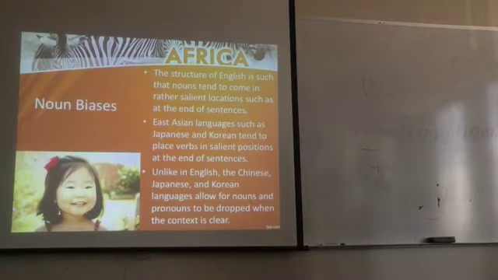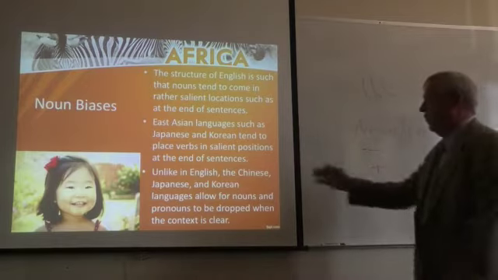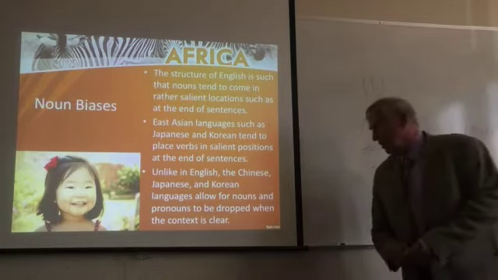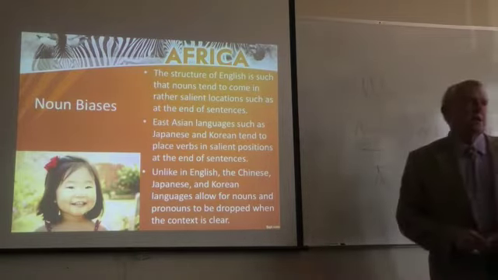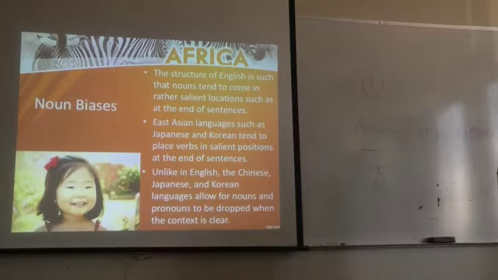Unlike in English, the Chinese, Japanese, and Korean languages allow for nouns and pronouns to be dropped when the context is clear. And you hear this all the time. And for that reason, if we write something in English, of course, we put all the words in there. But the Japanese, the Chinese, and the Koreans tend to leave nouns out. They will just drop them because everybody knows what's supposed to be there.